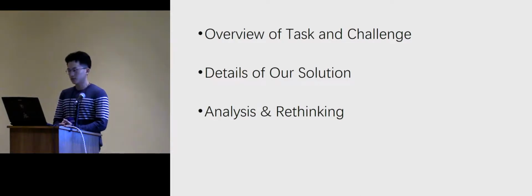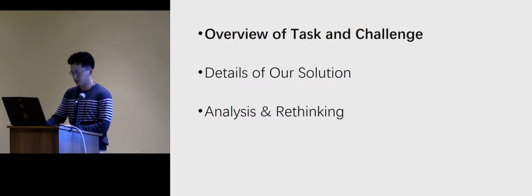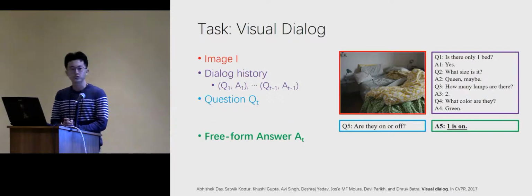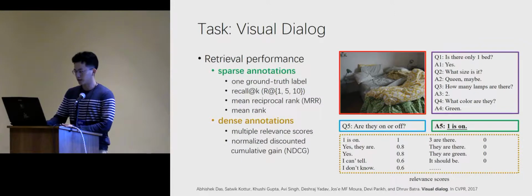First, I will quickly give an overview of the Visual Dialog task and this year's challenge. The main difference between Visual Dialog and Visual Question Answering is the dialog history. Therefore, how to utilize the dialog history is one of the key challenges in Visual Dialog. And the Visual Dialog model is evaluated using retrieval metrics.